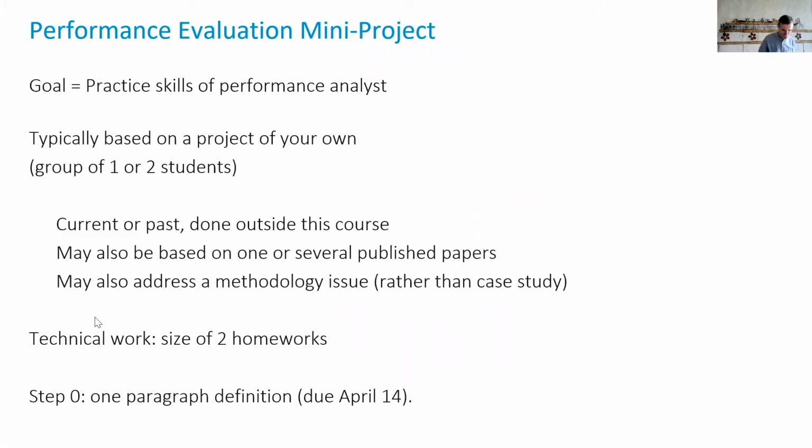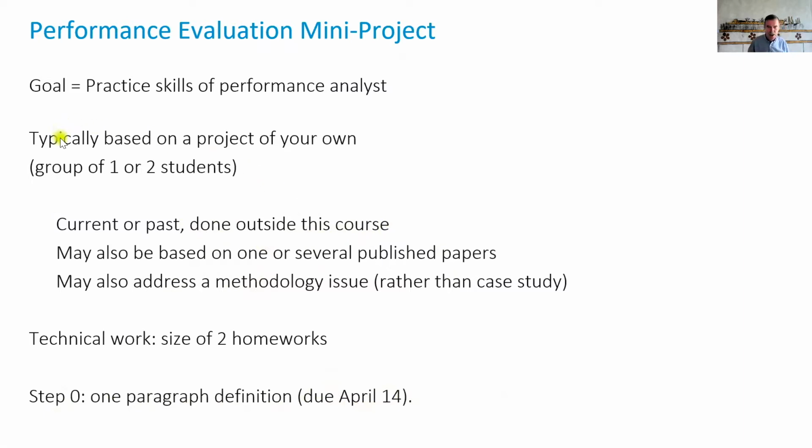Before that, let me recall that in the last 4 weeks of the course, the topic is your mini project, the performance evaluation mini project. For now, what I'm expecting from you is to give a one-paragraph definition. This is due April 14. You can have all details on Moodle of what your project will be. And I would like to read this at the latest on April 14 and discuss with you to check if this is okay, in particular in terms of size.